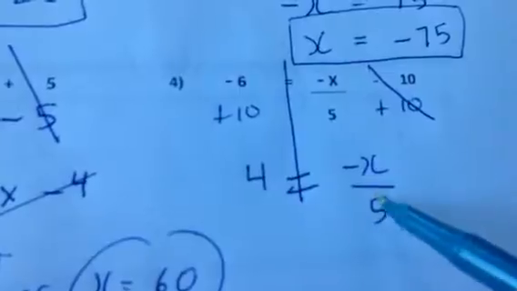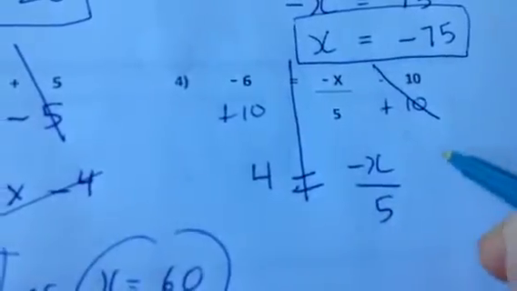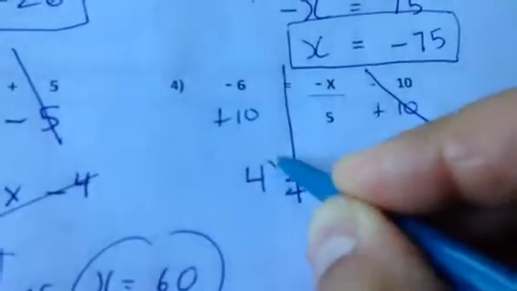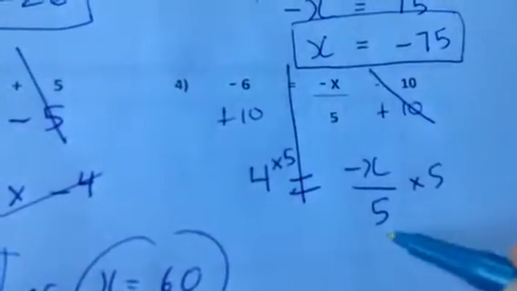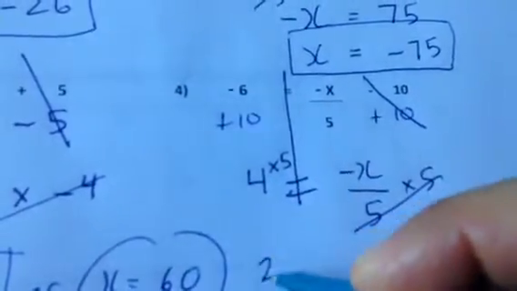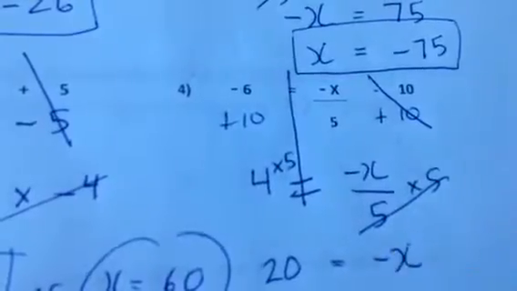Now I want to do the opposite of divide by 5 to get this by itself. So I times 5, and I do the same over here. And that cancels out the 5s. We're left with, on this side, 20 equals negative x.